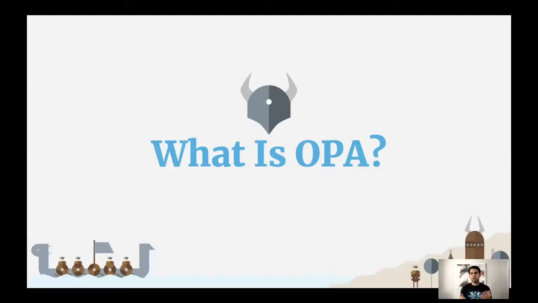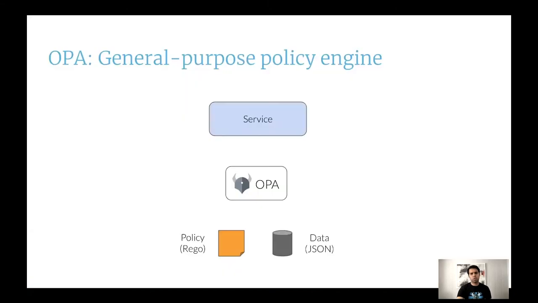So, what is the Open Policy Agent? OPA is an open source general purpose policy engine. When you use OPA, you are decoupling the policy enforcement from the policy decision making. So your services can now offload policy decisions to OPA by executing a query. So let's understand this a little more using this figure.